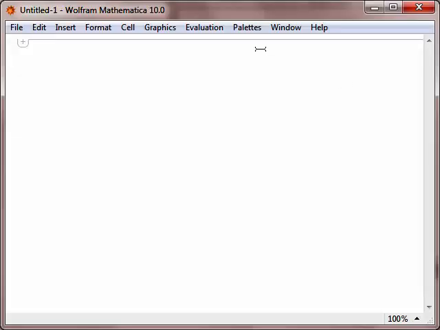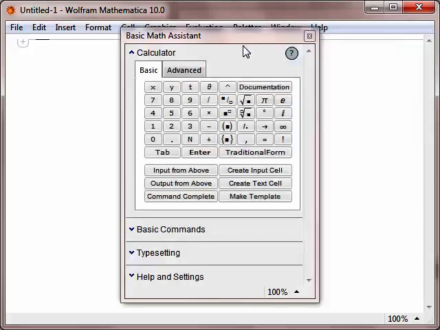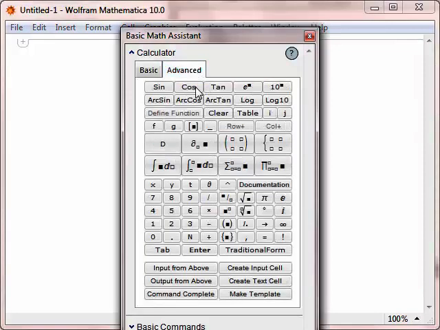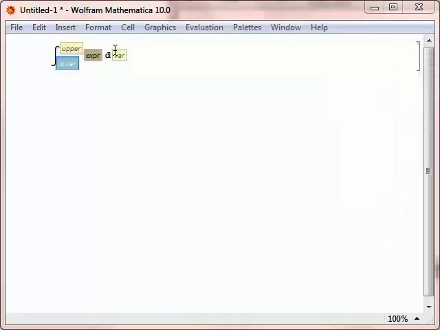In order to evaluate a definite integral in Mathematica, we can use the palette. If you go to Palettes and then Basic Math Assistant, it will come up with the Basic Math Assistant, and you go to the Advanced tab, and you'll see on the Advanced tab right here, there's an integral button. So if you push that button, it puts in a nice template for you, so now we can just type in the equation. So notice that the lower limit of the integral is blue right now. That means that's where it's ready to type.